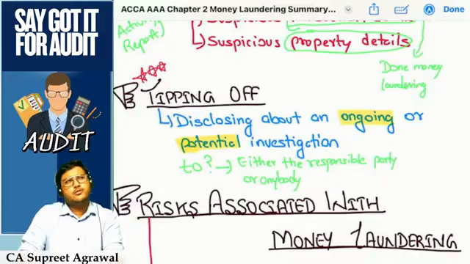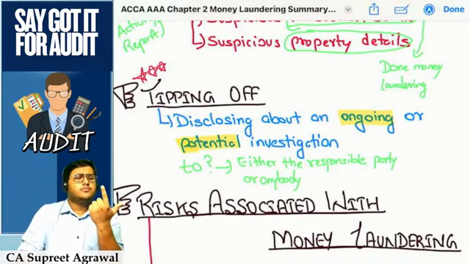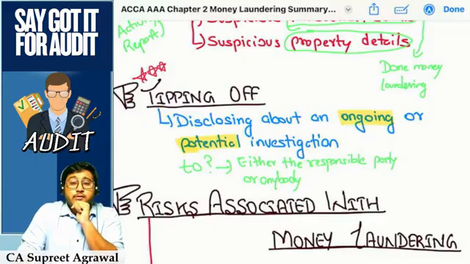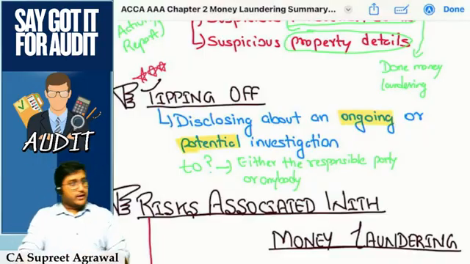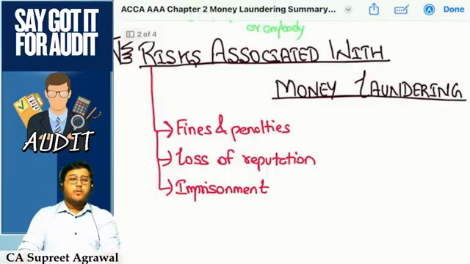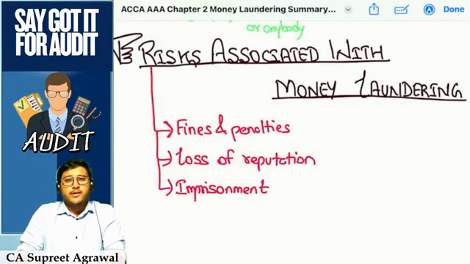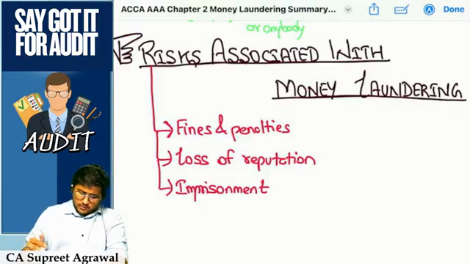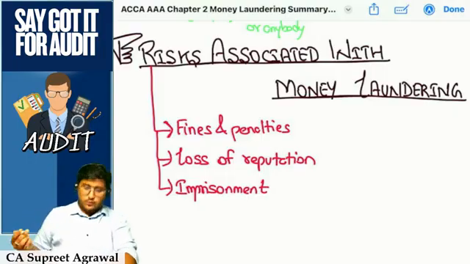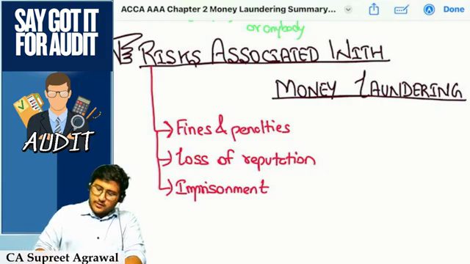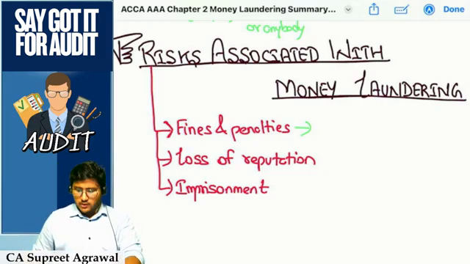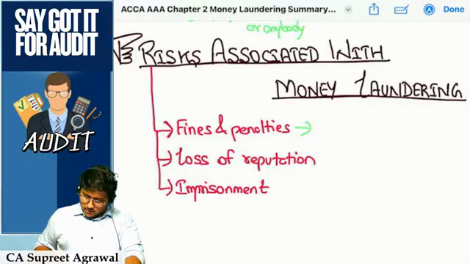What else could be there? You tell me. Loss of reputation, loss of business opportunities, that could be there. Can there be fines and penalties as well? Yes, there could be multiple fines and penalties against you. So number one is fines and penalties. What could be the expected amount of fines and penalties? Can you tell me? Anybody?